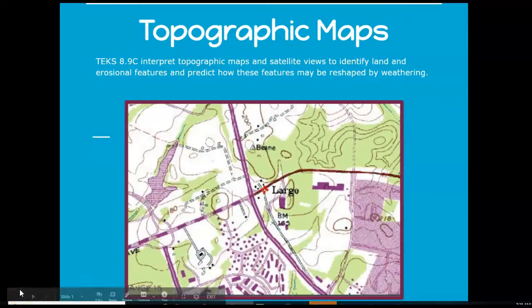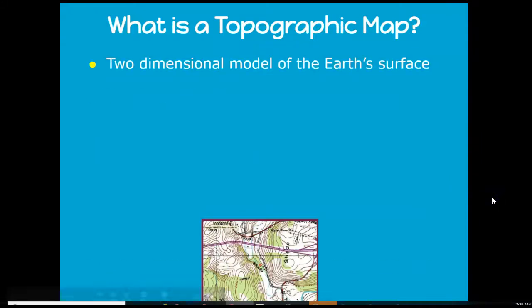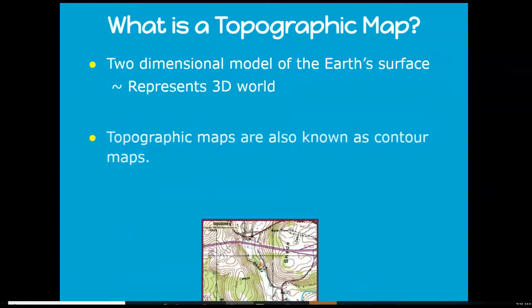So today we want to talk about topographic maps and satellite images. When we talk about a topographic map, we're talking about how we view landforms, right? A topographic map is a two-dimensional model of the Earth's surface. So take a three-dimensional landform, like a mountain, and turn it into a two-dimensional object.